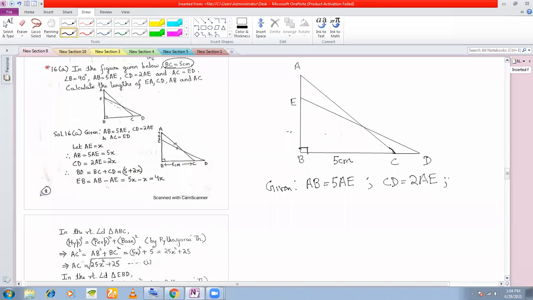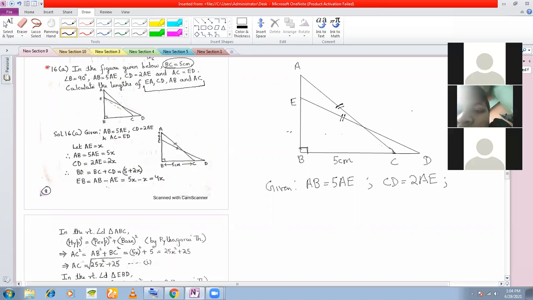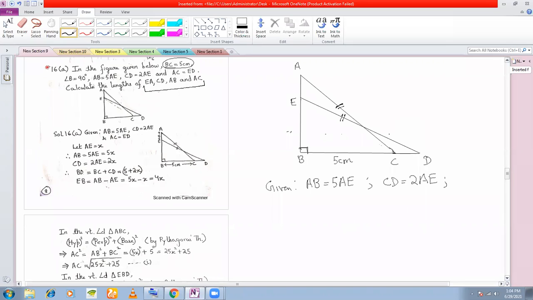And also what is given? AC is equal to ED. Okay, we can write this in the diagram. So let's write it. AC is equal to ED means this length must be equal to this length. This is given to you. Fine. So what we could not label, we have written it down so that we can see. Now the question is calculate the length of EA, and four lengths are given to you: EA, CD, AB, and AC.